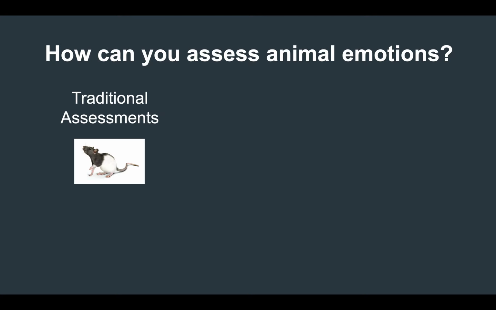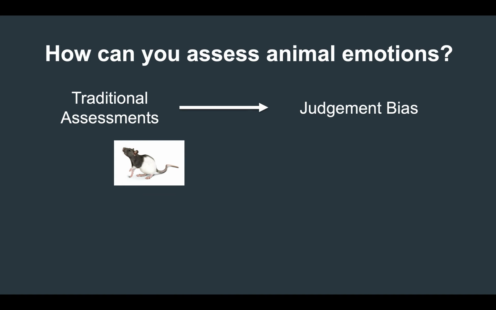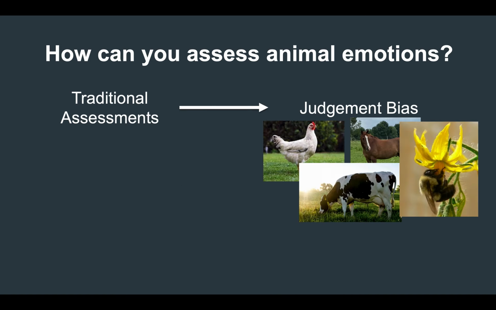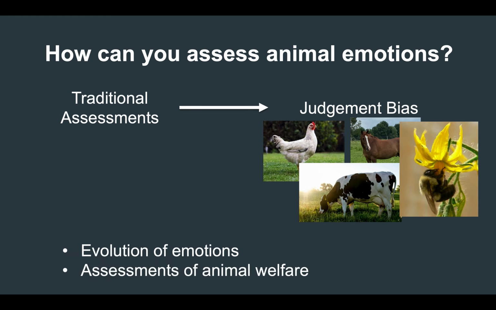Now, traditionally, assessments of animal emotions have been done in laboratory animals on things like the elevated plus maze or these traditional laboratory tasks. But the development of judgment bias tasks, initially in rats and then now used in many non-traditional study species, has really pushed the study of animal emotions forward with investigations of the evolution of emotions. And this task is really a pivotal piece of research on assessment of animal welfare.